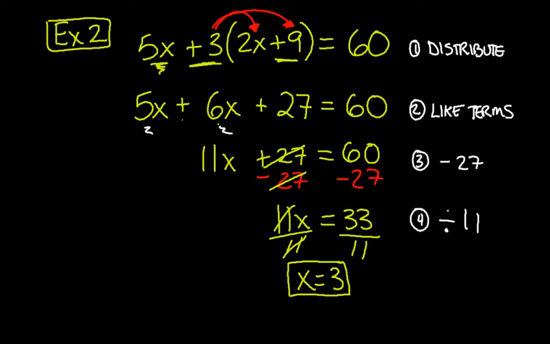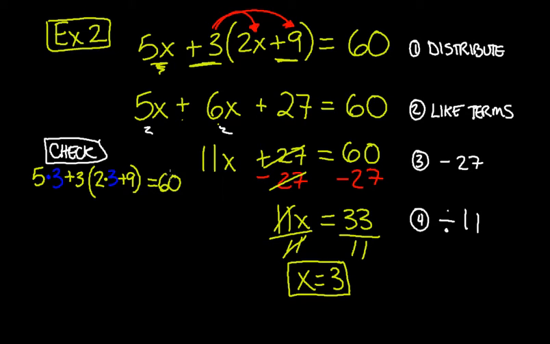We can check our answer, make sure it works out. In my original equation, if I substitute the x with 3, we should get a true statement. So let's see here. I'm going to say it's 5 times the 3. I'll do the 3 in blue, why not? Plus 3 times 2 times 3 plus 9. If I do all that stuff on the left, it should be 60.